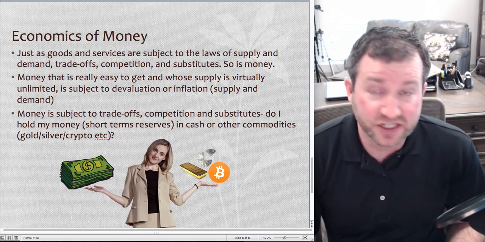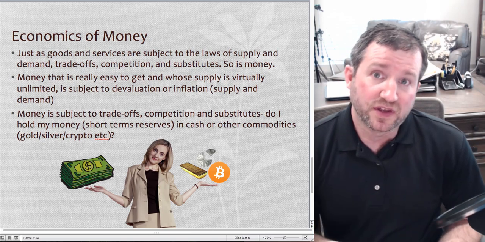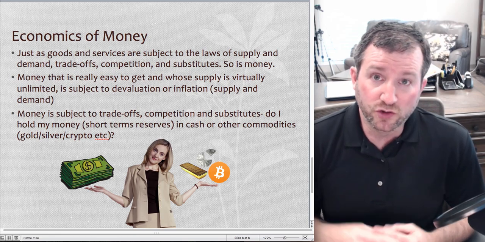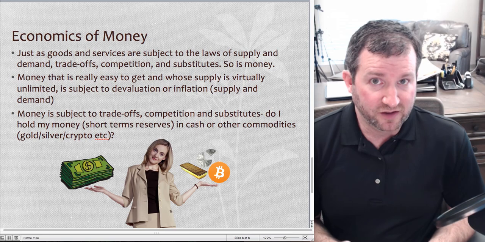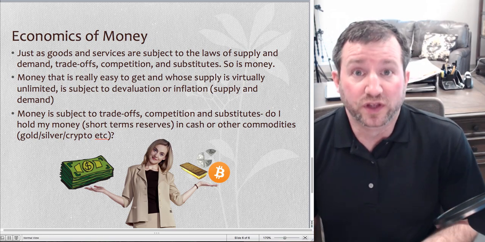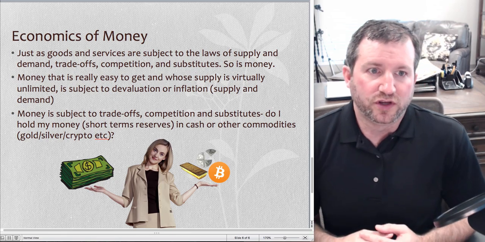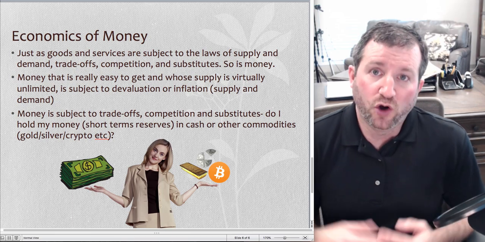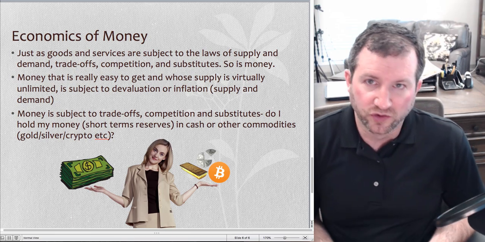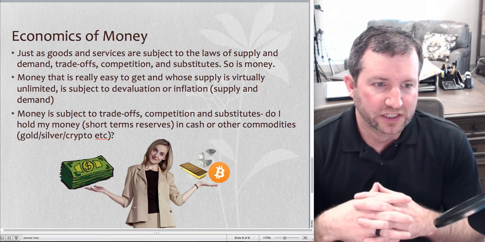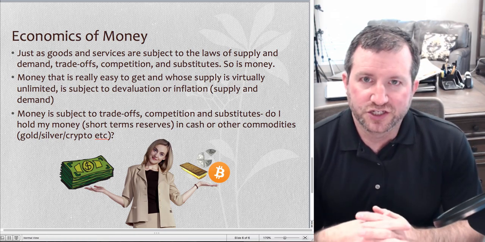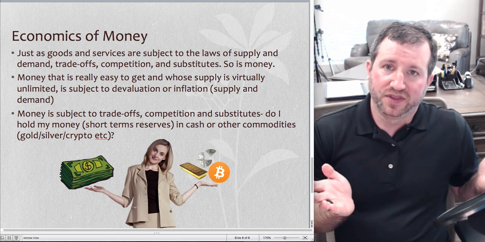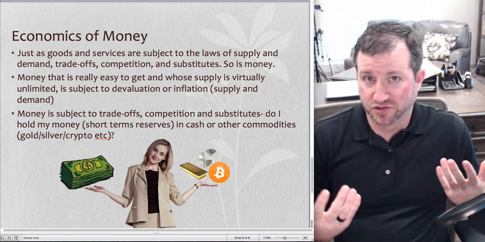It's subject to competition and substitutes. So you have to ask yourself a question. If you've got money saved up for a rainy day, you could take that money and buy gold with it, or silver, or tanker trucks full of oil, and hold that instead of holding dollars, right? You could hold other commodities instead of just dollars. Gold, silver, crypto, all those things: instead of holding your cash, you could actually buy something with it and hold that as a reserve.